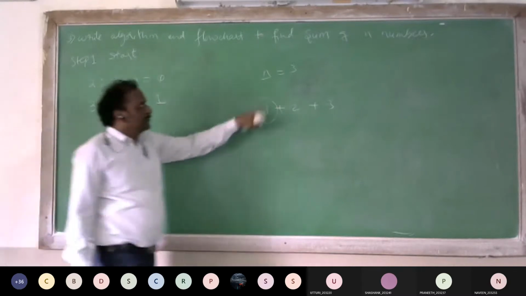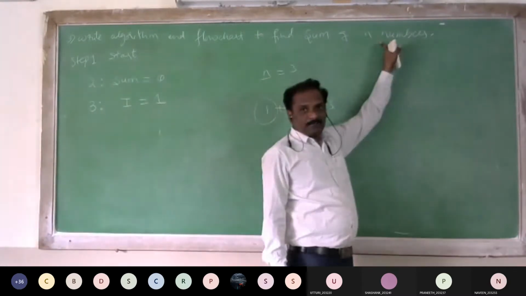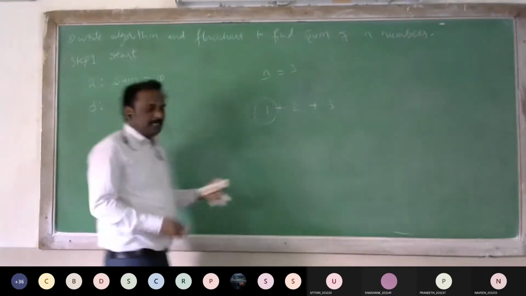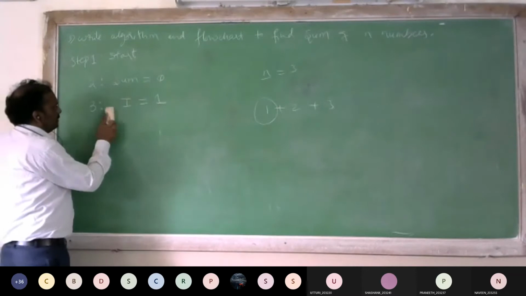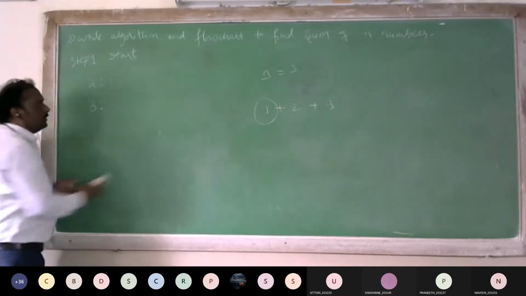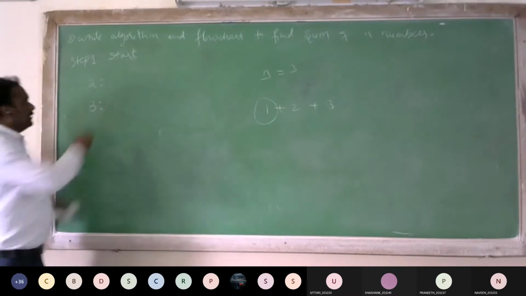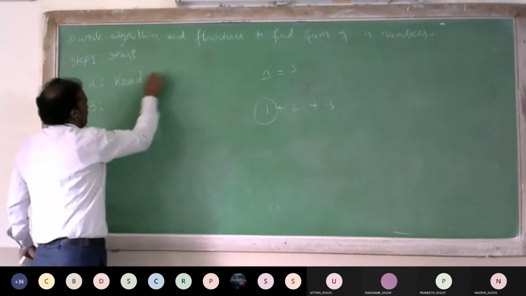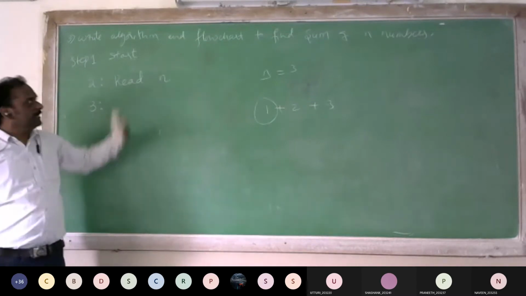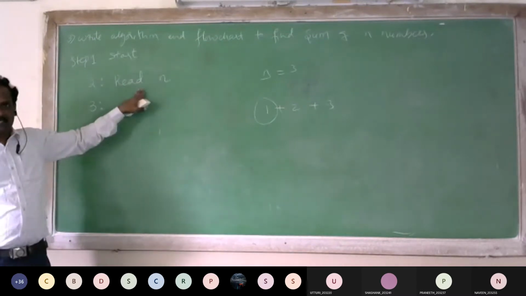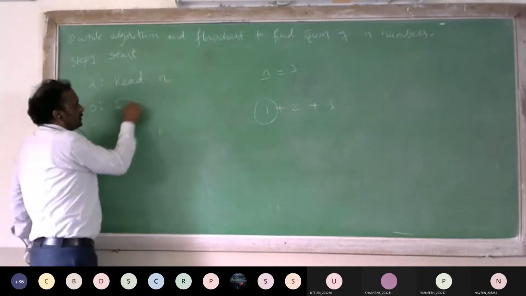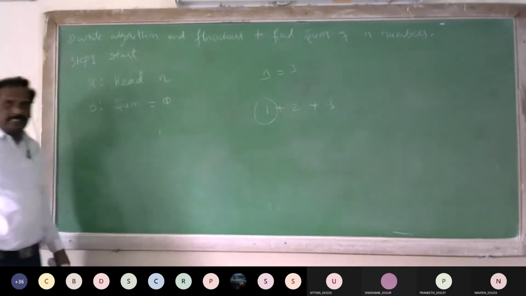Now before this I have to read the n value, right? How many numbers? Here this is an example, but n can be any number. Here I will write once again. What is the input required? Input required is n. Read n. You can read it here also, not a problem, but I am writing according to yesterday. Read n. How many numbers do we require? What is the starting sum? Starting sum is always 0.